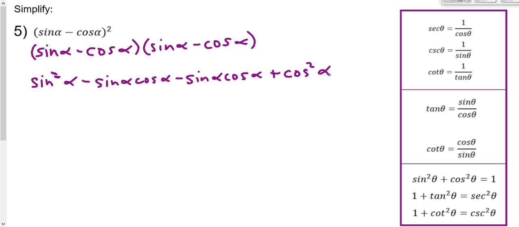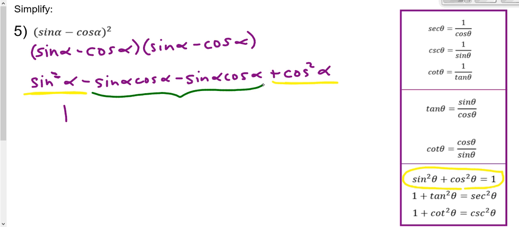Okay, now what can we do with that? Notice that we have a sine squared alpha plus a cosine squared alpha. They might not be together, but we could rearrange and get them together. And notice the Pythagorean identity, sine squared theta plus cosine squared theta equals 1. So from both of those, we just get a 1. And then the other 2 terms are like terms. There are 2 of them, so let's just combine it into minus 2 times sine alpha cosine alpha.